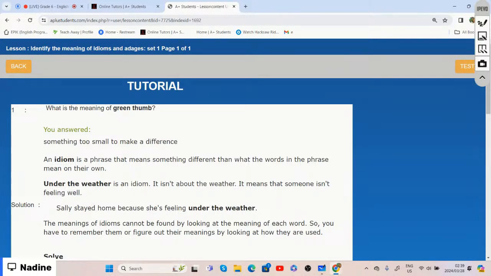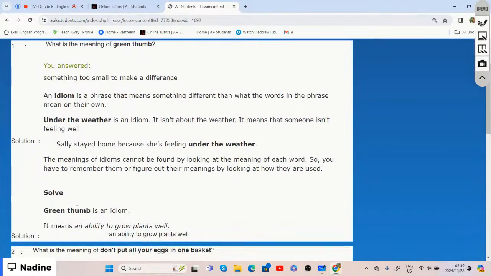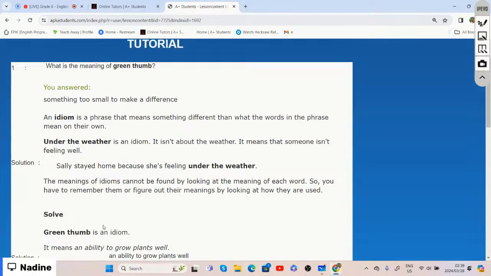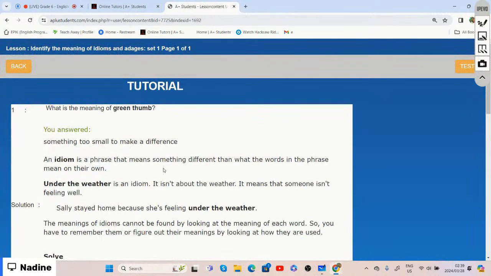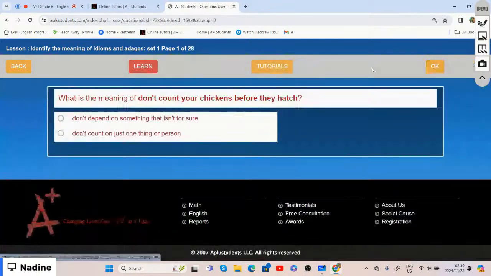So we are now going to say what the meanings of these words mean, right? And how we're going to interpret them. Let's go to our test. It says, what is the meaning of don't count your chickens before they hatch? I'm sure some of you have heard this already. Don't count your chickens before they hatch.